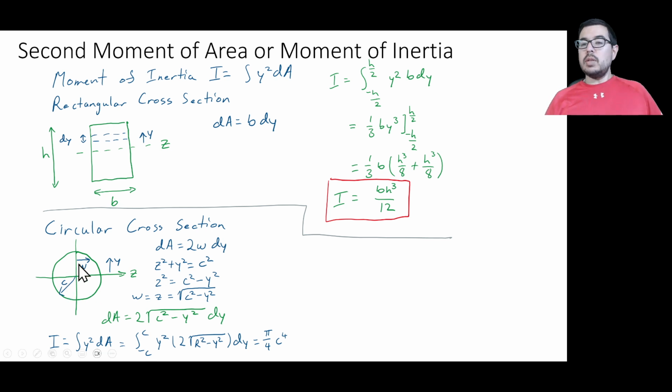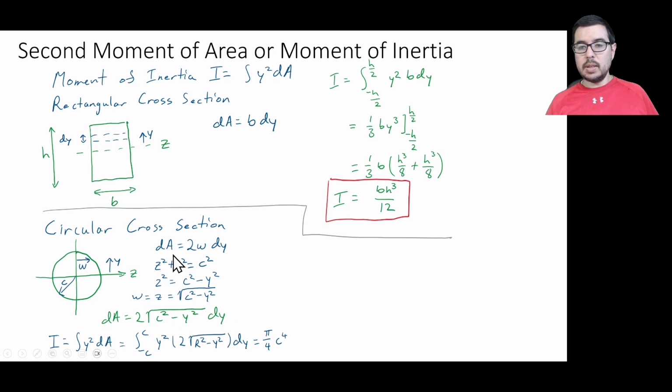We have the equation for a circle as being z squared plus y squared equals c squared. You're probably more familiar with x squared plus y squared equals r squared, but this is the same thing, just that we have a y-axis and a z-axis instead of an x and a y-axis. So we can write out that z squared is going to be equal to c squared minus y squared, just rearranging that. And then we can say that w is equal to z, and we can plug that into here, and you see that we have a y squared term and a constant term, and so we can perform this integral on the dA.